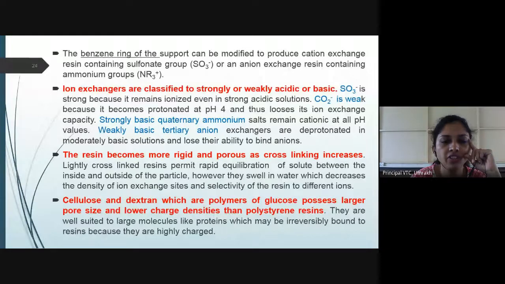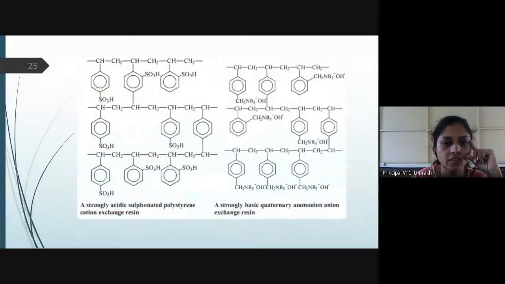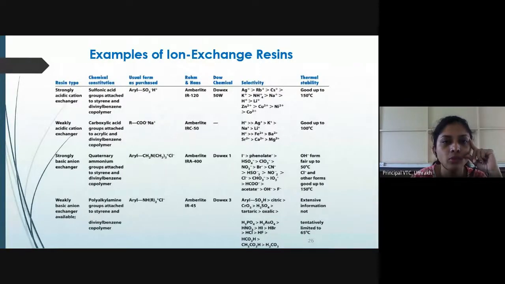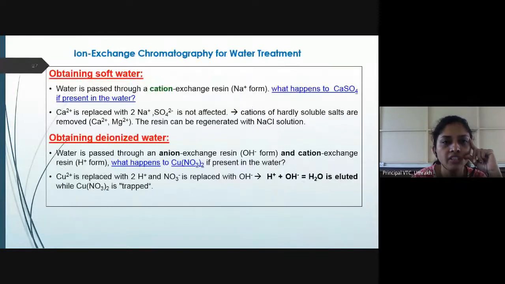The cross-linking of resin should be optimum. If it is more cross-linked, it will become more rigid and less porous. And if it is very less cross-linked, there will be swelling through water, and the exchange size will decrease. Density of that will also decrease. We have gone through a few examples of resins.